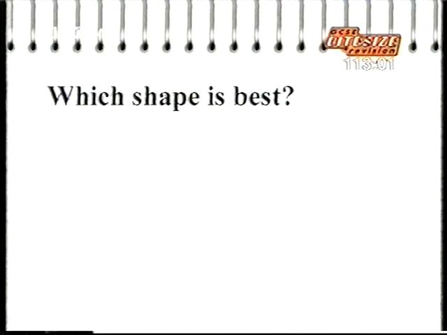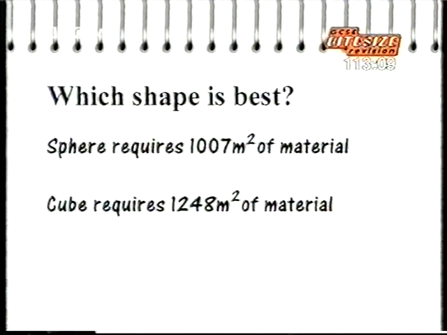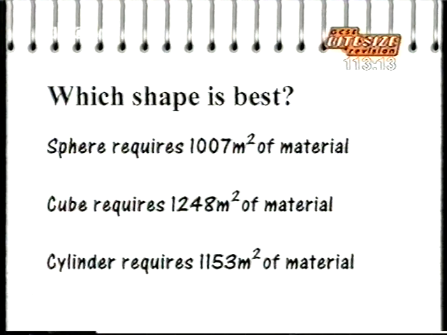So now we can compare the results for each shape of balloon. The sphere requires 1007 square metres of material. The cube requires 1248 square metres of material, and the cylinder requires 1153 square metres of material. So the sphere is the best shape to use to make the balloon, because it uses the least material to hold the same volume.